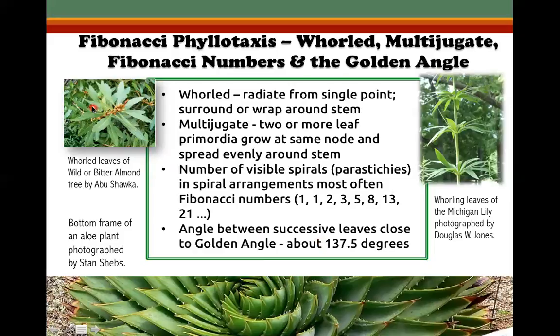Here we have the whorled leaves of a wild or bitter almond. Over here we have the whorled leaves of the Michigan lily. And then here below is a succulent plant with sharp spines.